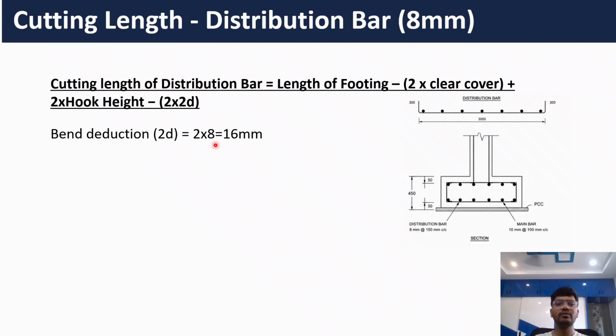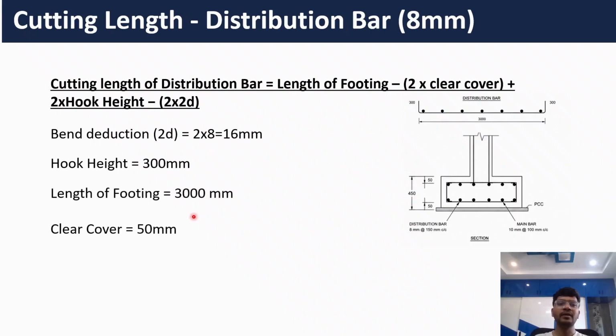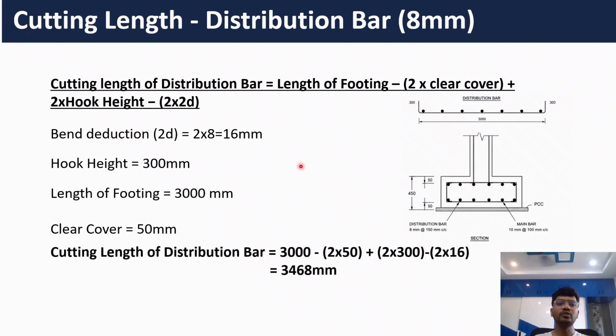So bend deduction 2D equals 2 multiplied by 8, which equals 16 mm, and the hook height is 300 mm, length of the footing is 3000 mm, clear cover is 50 mm. If you substitute all these values, you will get the cutting length of distribution bar. 3000 minus 2 times clear cover, 2 multiplied by 50, plus 2 times hook height, 2 multiplied by 300, minus 2 times bend deduction, 2 multiplied by 16, which equals 3468 mm, otherwise 3.46 meters. So this is the exact length of one distribution bar that needs to be cut in the field.